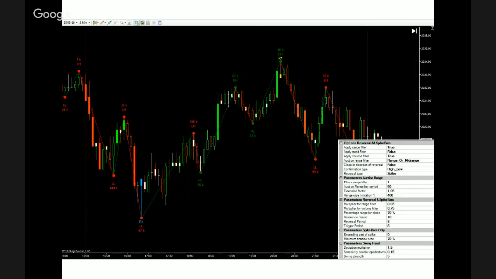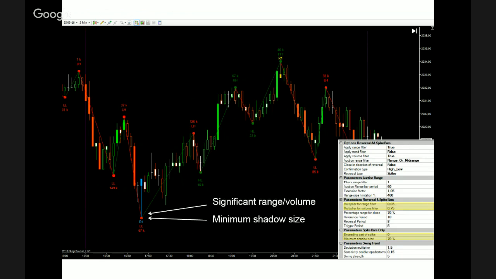Although they're really easy to spot visually, we need to define the requirements for being a spike bar. It should also have a significant range or volume, so it should be average or above average. As you can see here in the indicator dialog box, you can specify the parameters for the range and the volume filters here. So you can say that the reversal bar should have a certain volume or a certain range when compared to the immediately previous bars.